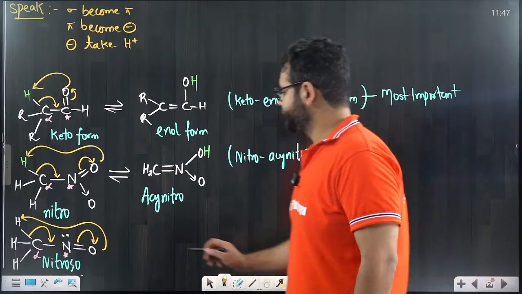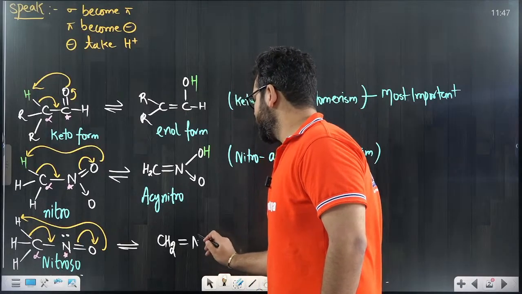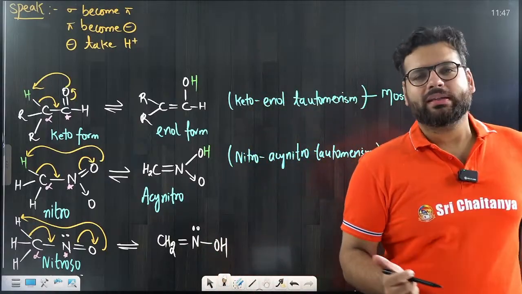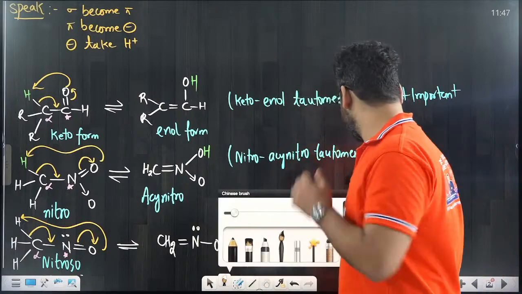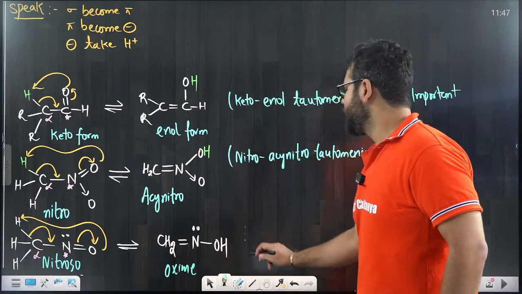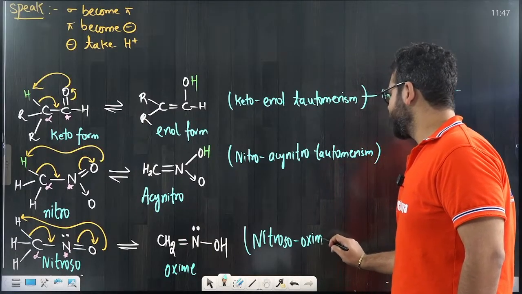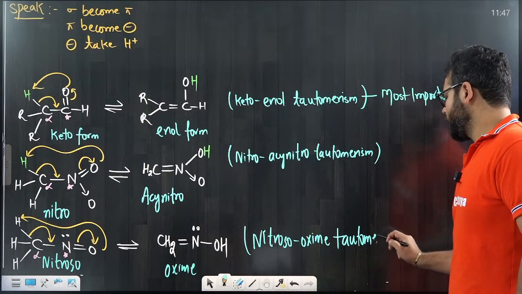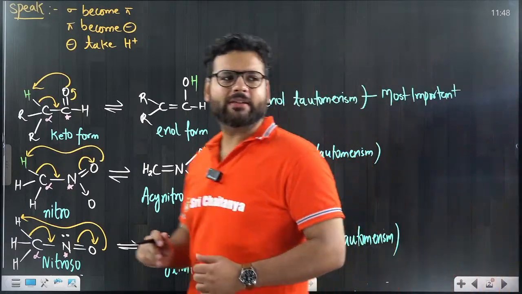So what do I get? I get CH2 double bond N single bond OH. This type of functional group, carbon double bond NOH, is called an oxime. So nitroso has converted to oxime. So this is called nitroso-oxime tautomerism.